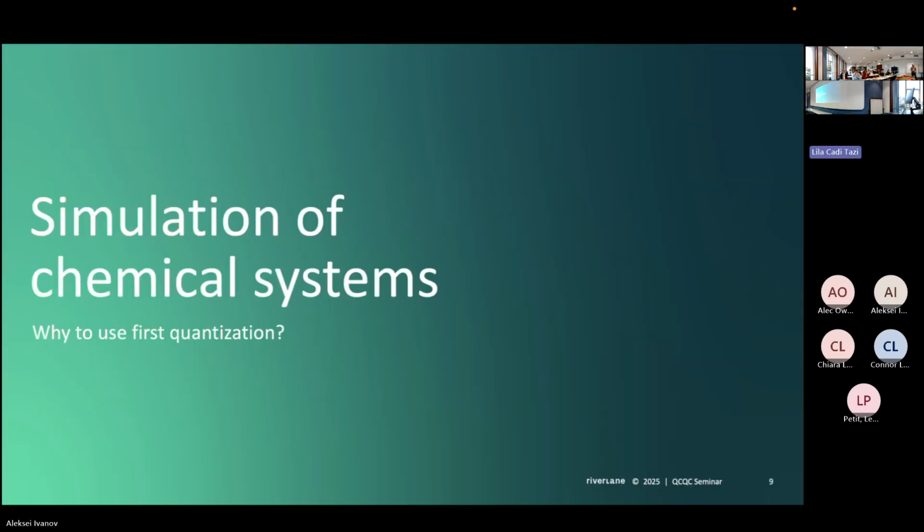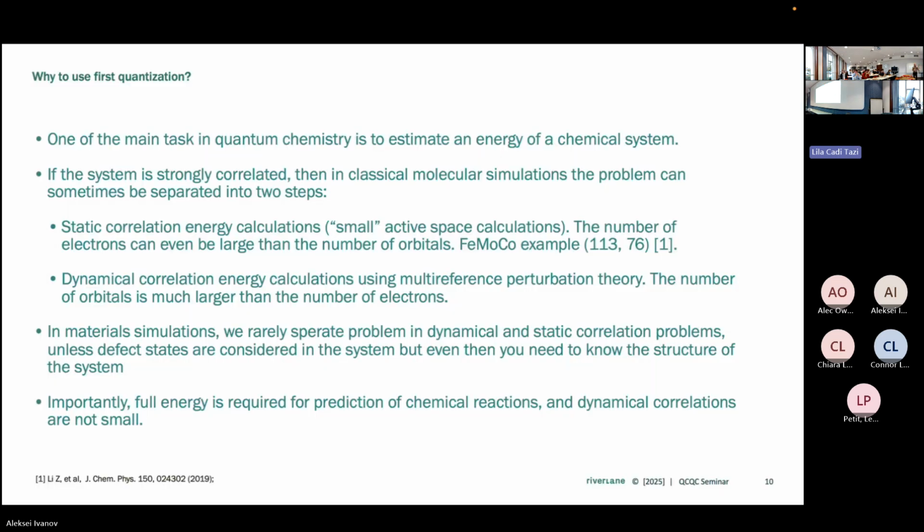All right, and let me just show you some examples of chemical systems where you may want to use first quantization. So one reason when people say, oh, yeah, the number of orbitals is usually the same as the number of electrons, you hear this sometimes from people in quantum computing, but the reason they say it is because they benchmark the quantum algorithm against the so-called active space problem.